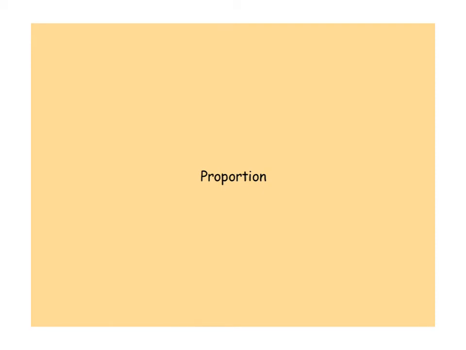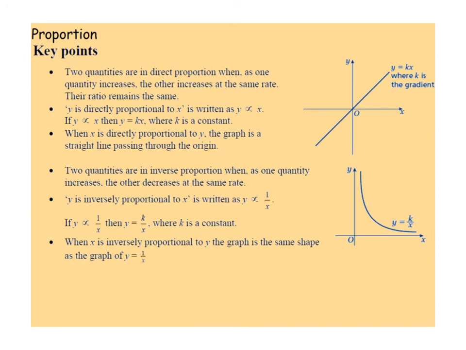Hello, in this video we're going to look at direct and inverse proportion, and as usual we're going to start with the key points. So first of all, it's important to realise that two quantities are in direct proportion when one quantity increases and the other increases at the same rate, so that their ratio always remains the same.